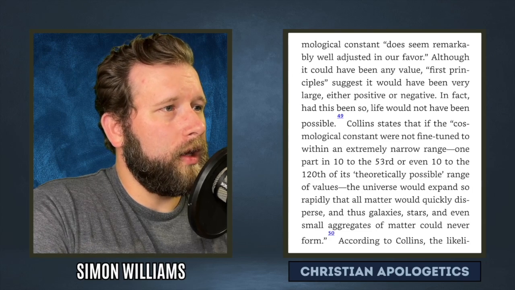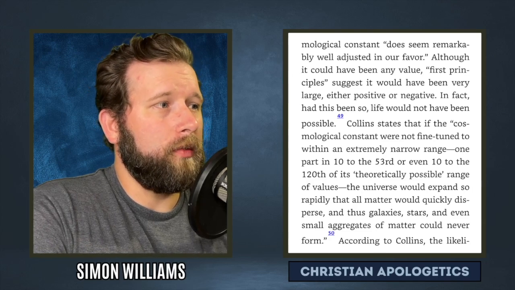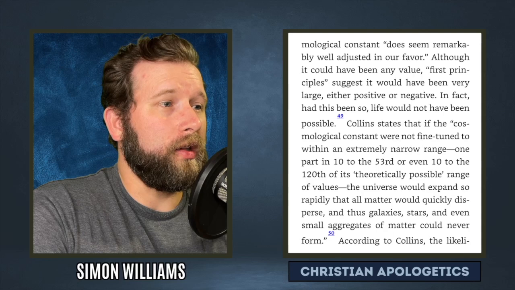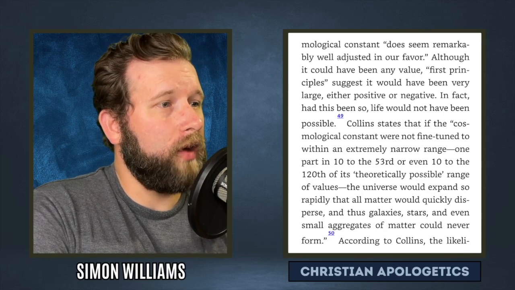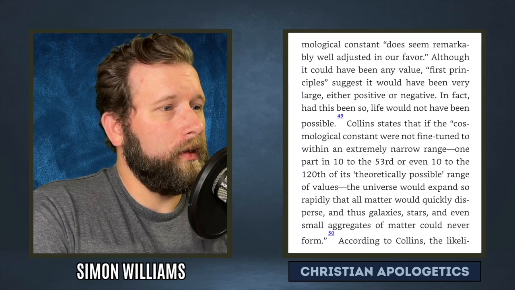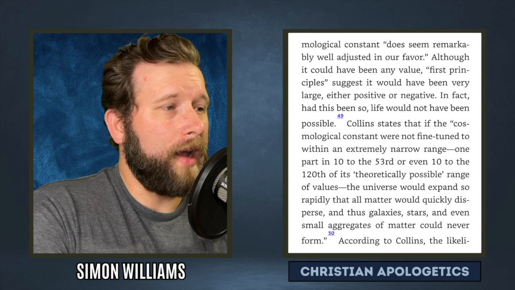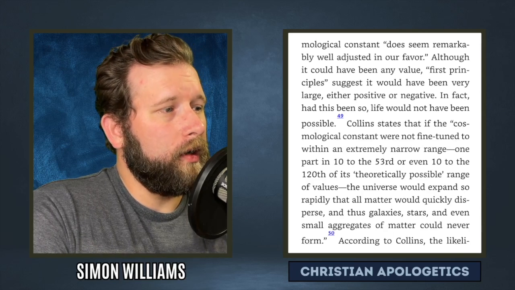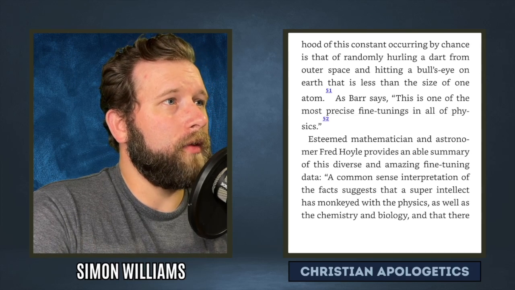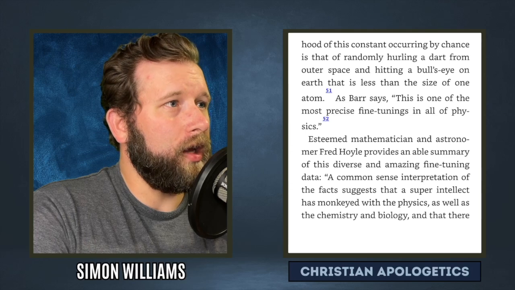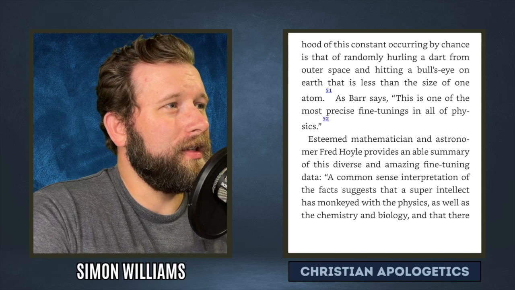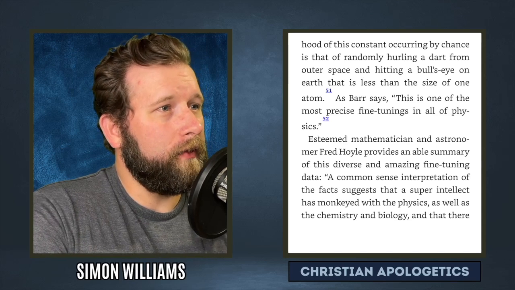Collins states that if the cosmological constant were not fine-tuned to within an extremely narrow range, 1 part in 10 to the 53rd or even 10 to the 120th of its theoretically possible range of values, the universe would expand so rapidly that all matter would quickly disperse, and thus galaxies, stars, and even small aggregates of matter could never form. According to Collins, the likelihood of this constant occurring by chance is that of randomly hurling a dart from outer space and hitting a bullseye on the Earth that is less than the size of one atom. As Barr says, this is one of the most precise fine-tunings in all of physics.